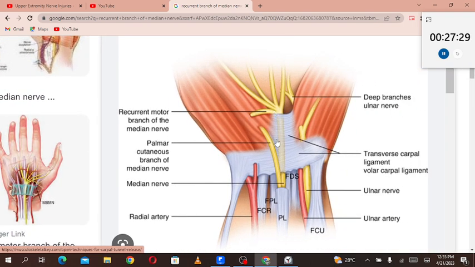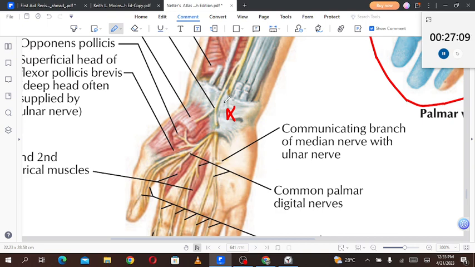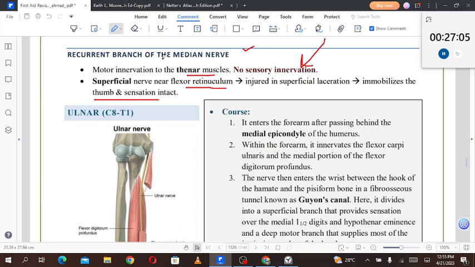Firstly the median nerve goes under the carpal tunnel. Then the recurrent branch comes over the thenar eminence to supply the thenar muscles. So this is a motor branch. While the branch which is moving above the carpal tunnel is the palmar cutaneous branch of the median nerve. Remember the difference. Now let's come back to the PDF. Yep, over here. So we are done with the recurrent branch of the median nerve.